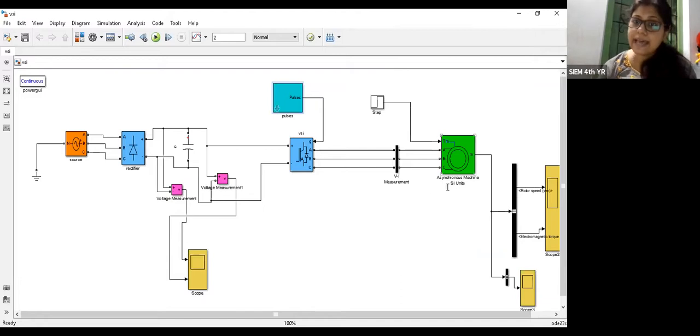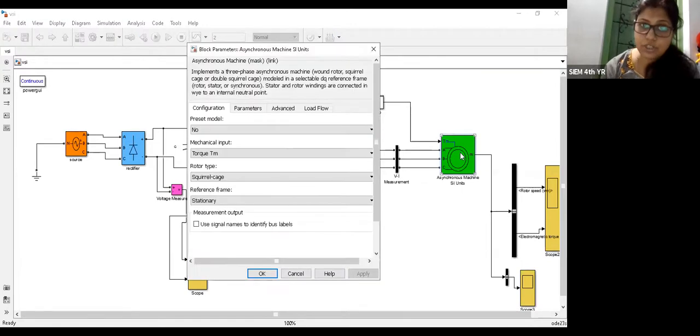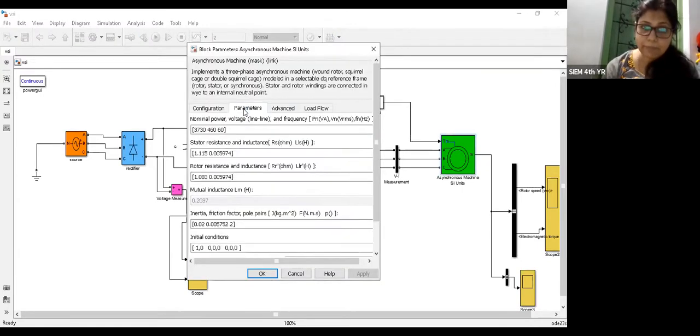Now, this asynchronous machine we are using. We know that an induction machine is an asynchronous machine, obviously. So in the asynchronous mode, which type of induction motor are we using? It is as per the parameters.